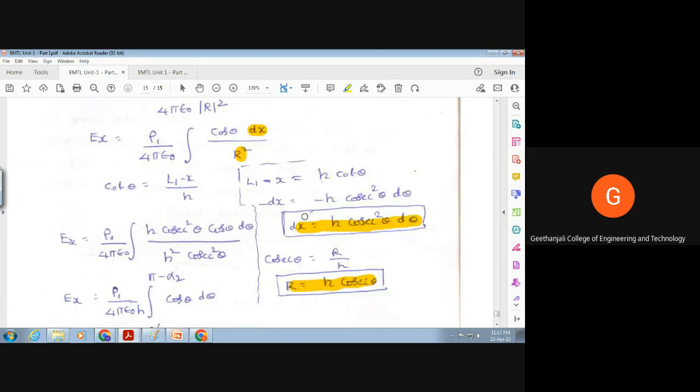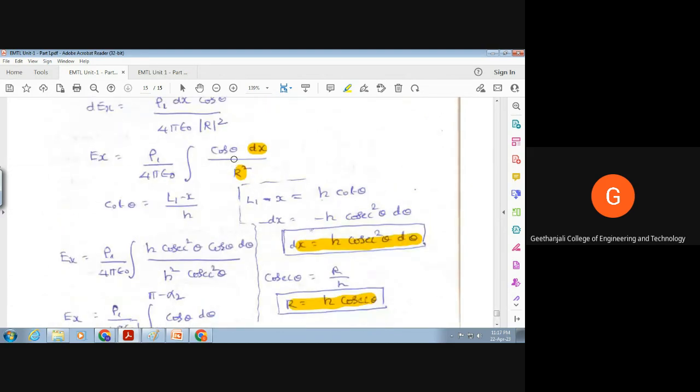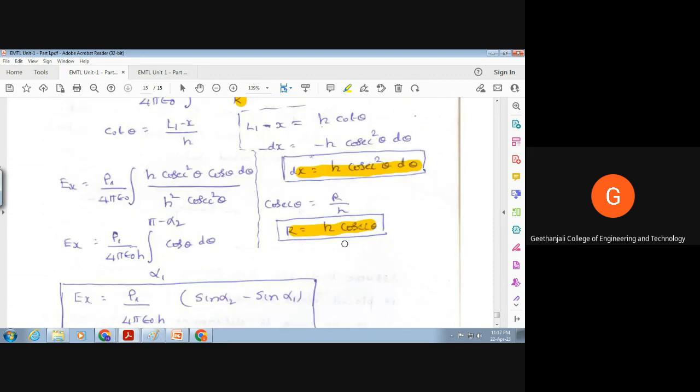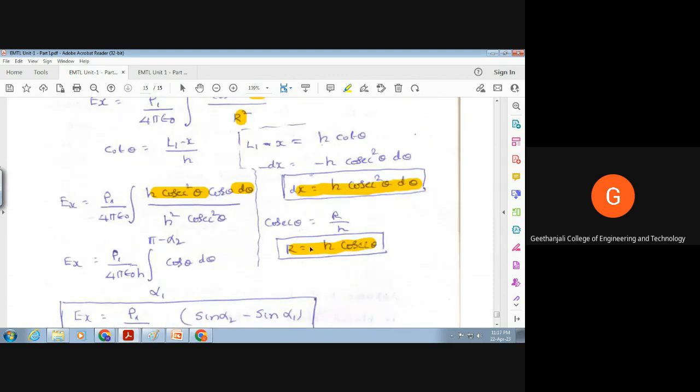So let us go back here. Integral cos theta into dx. What is dx? H cosecant square theta into d theta, by r square. What is r? H cosecant theta, whole square. So we get this as rho L by 4 pi epsilon naught H integral cos theta d theta. Now you can integrate this because there is only one variable, theta.